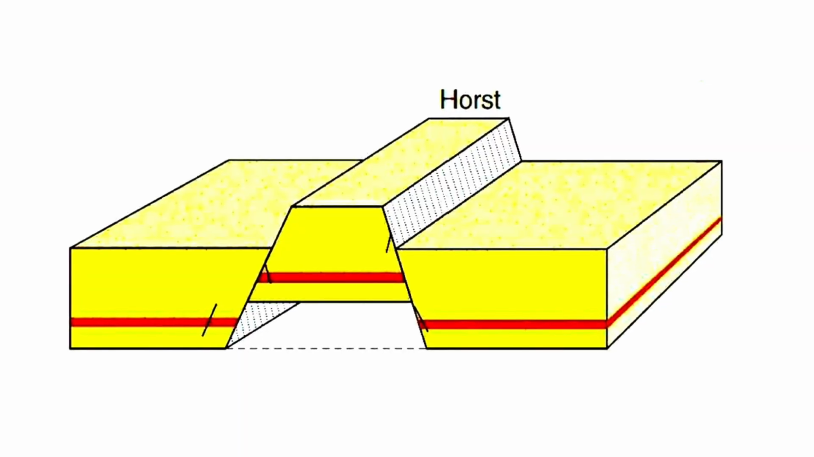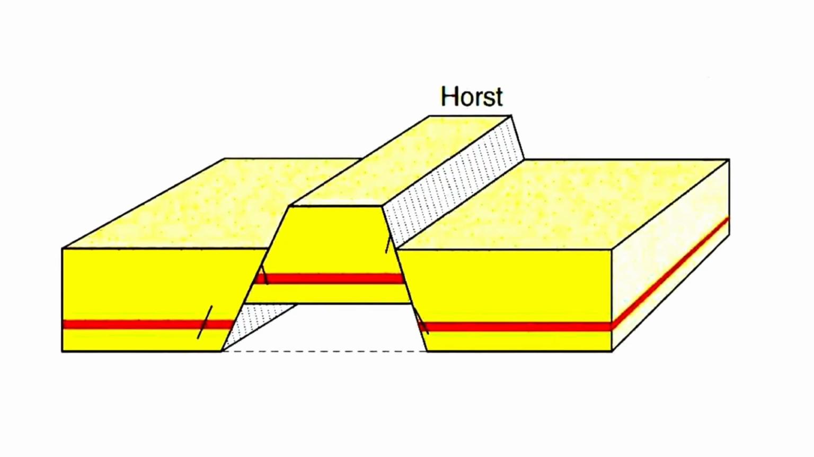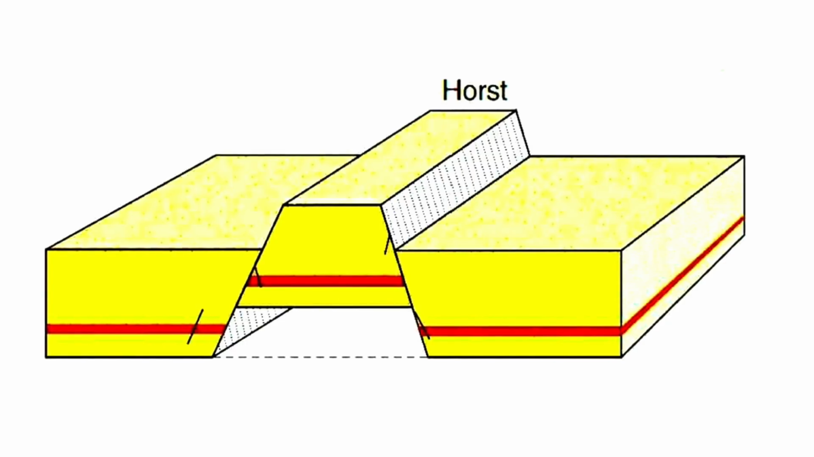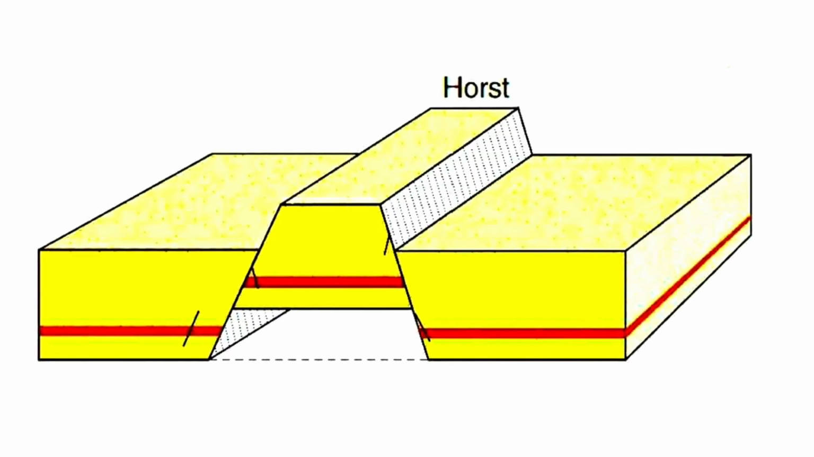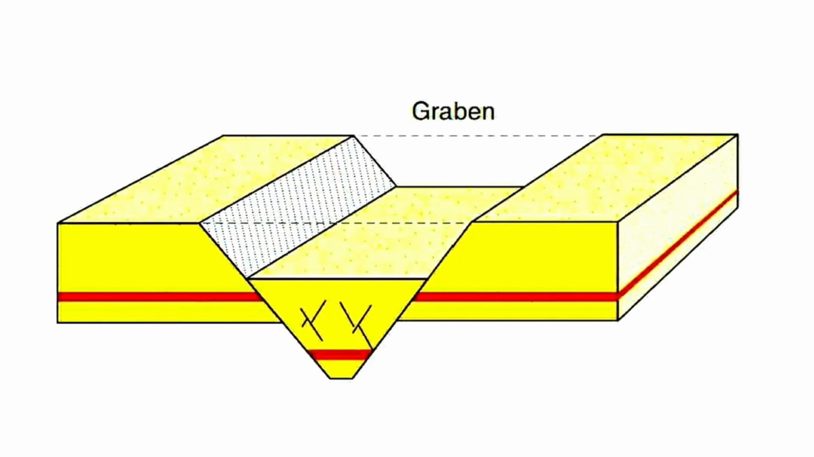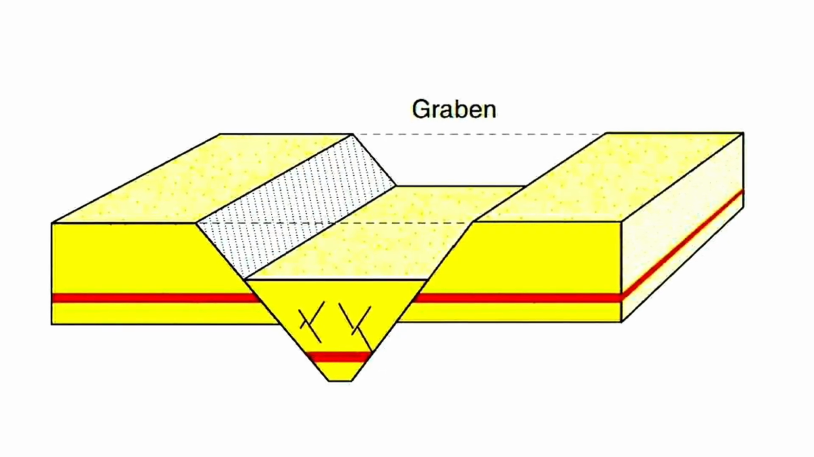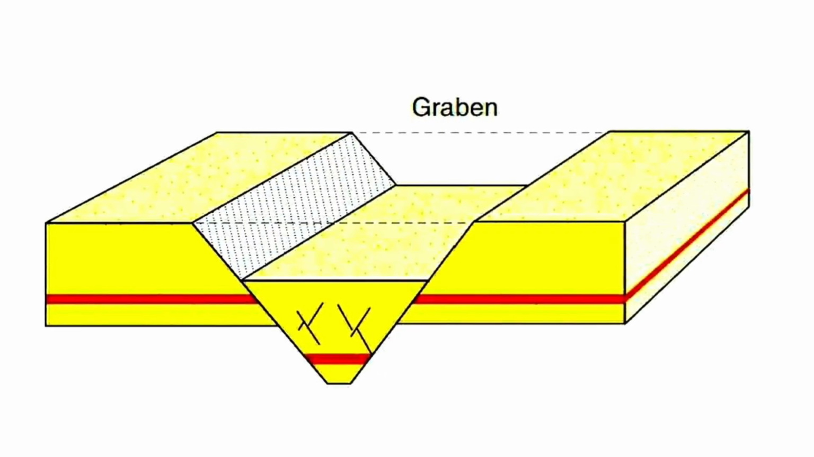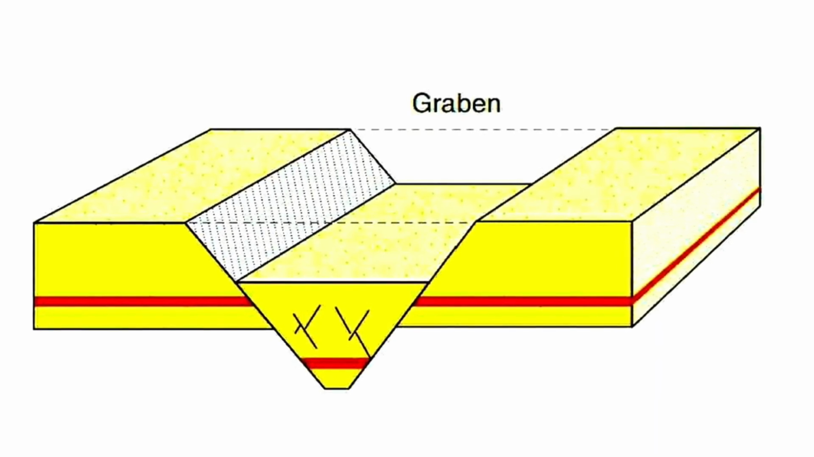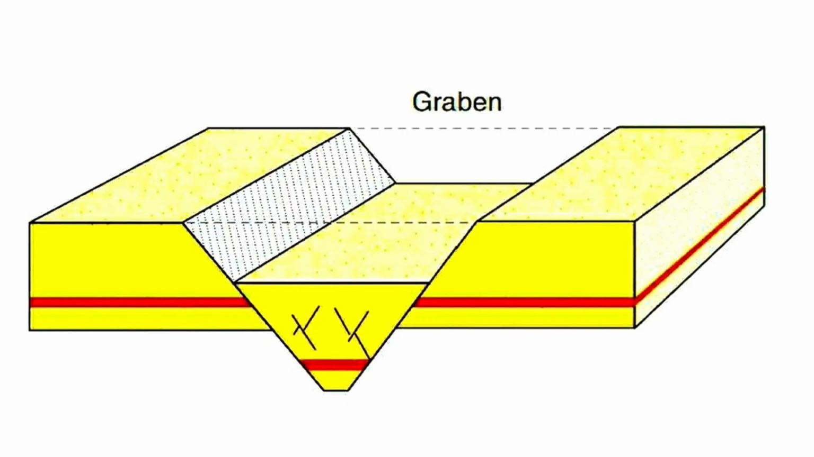Let's understand the key structures of the fault mountains. Horsts: blocks of crust that are uplifted, tilted or raised between parallel faults. These elevated blocks become the mountains themselves. The next important structure is the graben. These are blocks of crust that sink downward between parallel faults relative to the surrounding horsts. These down-dropped blocks form valleys or basins.